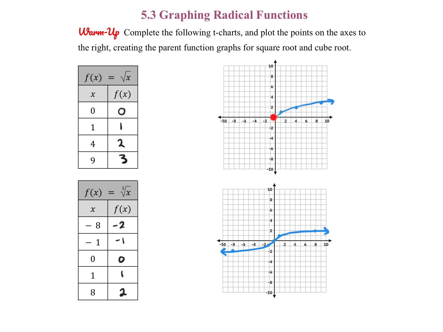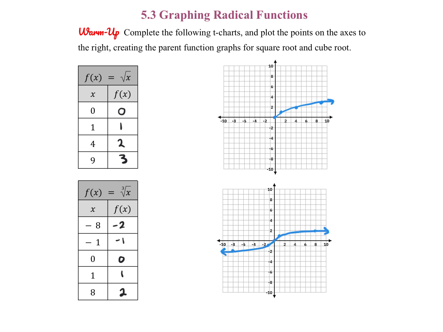And notice that it does have an endpoint. It stops here and then it kind of increases going over to the right. For our cube root function, notice that I did include negative numbers here because you can take the cube root of a negative number. And also notice that I picked all perfect cubes. 8 and 1 are both perfect cubes, whether they're positive or negative. So you get a graph that looks kind of like this.